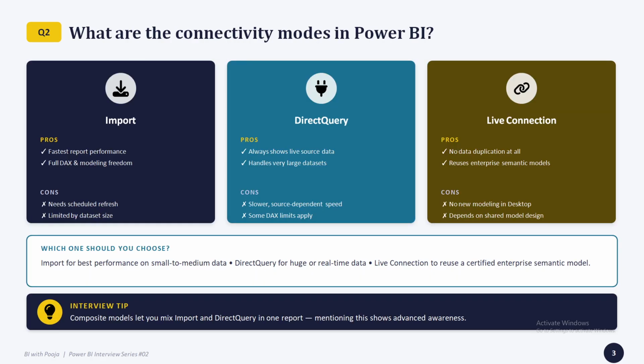Question number 2 is what are the connectivity modes in Power BI? There are three main connectivity modes in Power BI. First one is import, then DirectQuery, then the live connection. Import mode is the most commonly used mode.